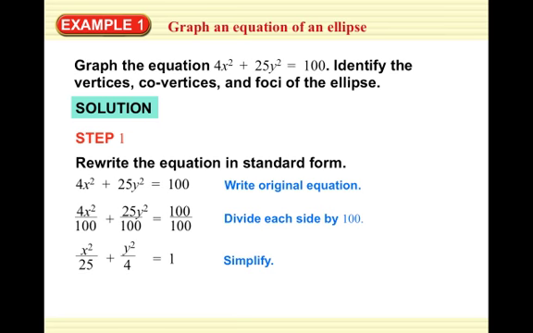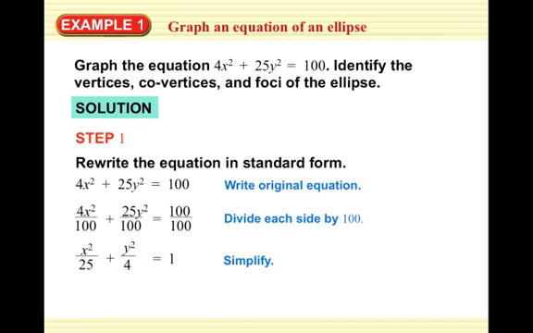4x squared over 100, the 4 will cancel with a factor of 4 in 100, and we'll be left with x squared over 25. 25 will cancel with a factor of 25 in 100 for the y squared term, and that leaves us with y squared over 4 equals 100 divided by 100 is 1. It's the whole reason we did this.